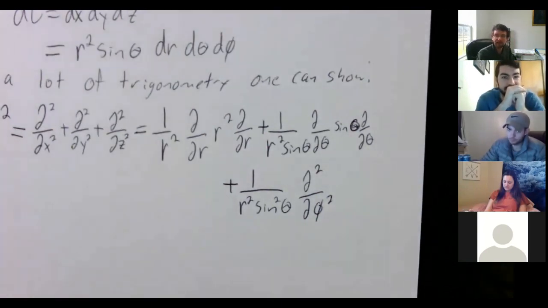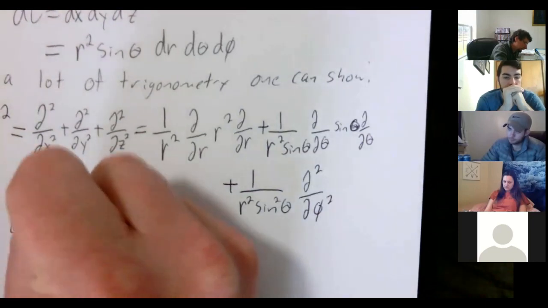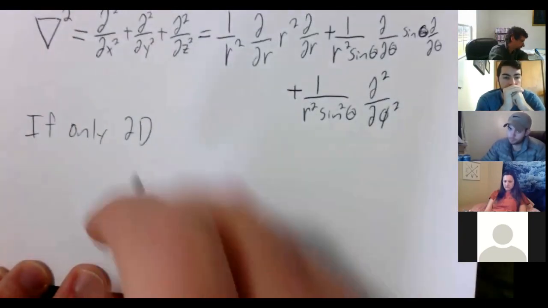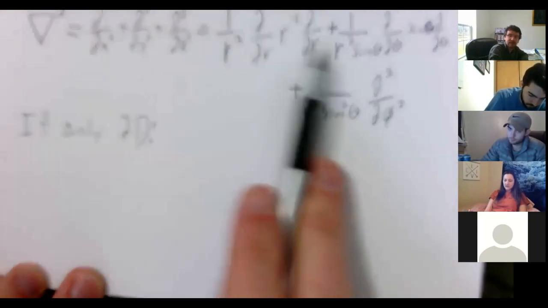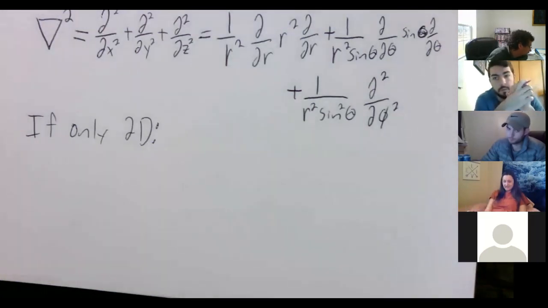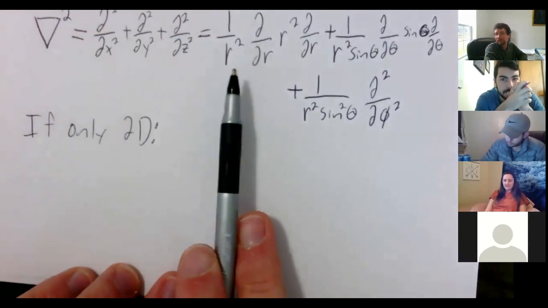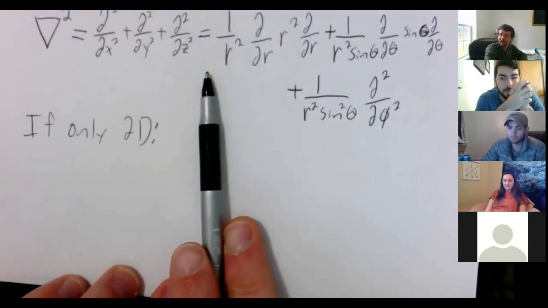Great. Let's say we were talking about a 2D system. Only 2D. How is this ugly thing going to change? Shouldn't there be an r squared sine in there? For the other two, there's an r squared sine theta. Why didn't the first one have a sine in it? Just mathematically, it works out to not be that way.